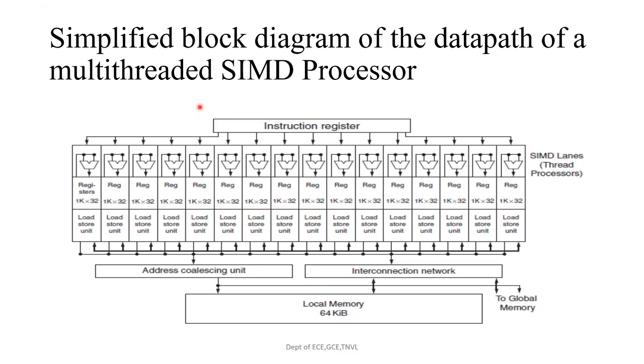So this is the simplified block diagram of the data path of a multi-threaded SIMD processor. This has 16 SIMD lanes, that is, these are all the SIMD lanes that are the thread processors. The SIMD thread scheduler has many independent SIMD threads that it chooses from to run on this processor.